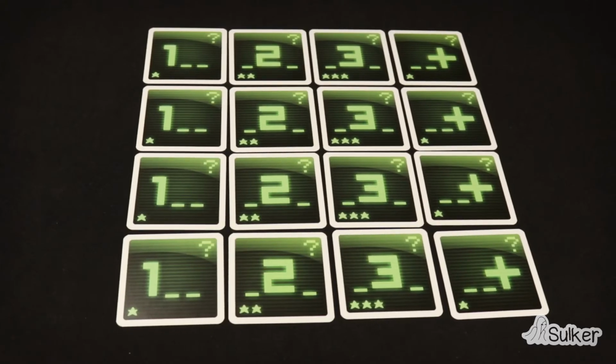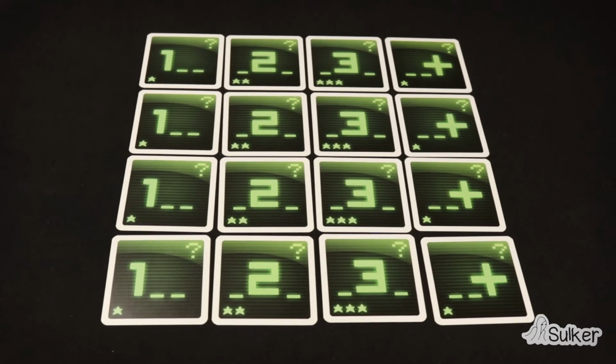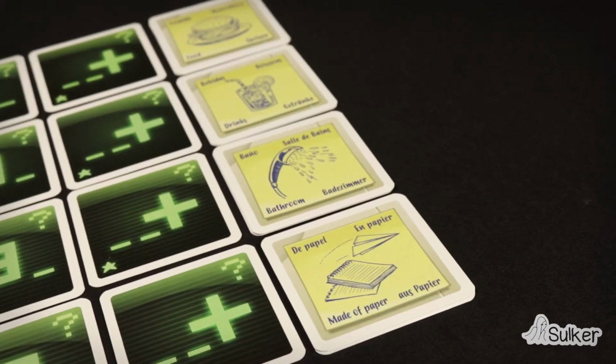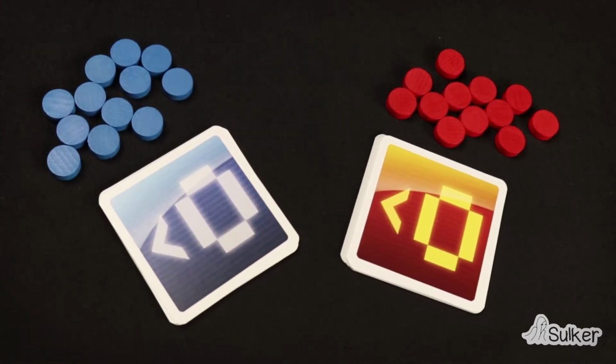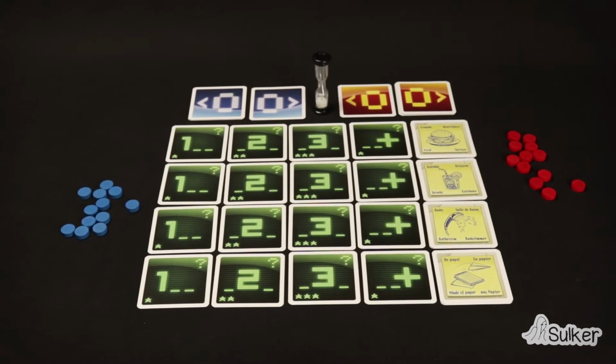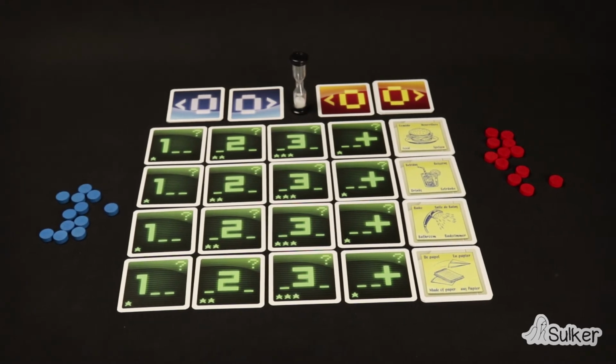To start playing, set the position cards in rows this way. Put 5 theme cards to the right of each row. Each team takes their corresponding tokens and scorecards. Once the sand glass is placed in the center at everybody's reach, everything is set to go.